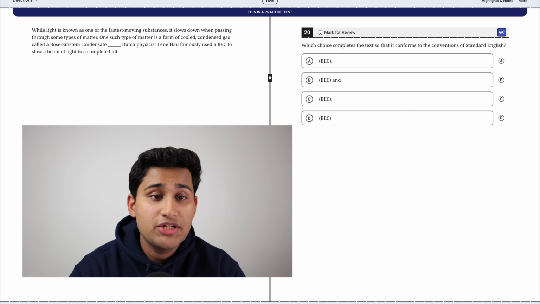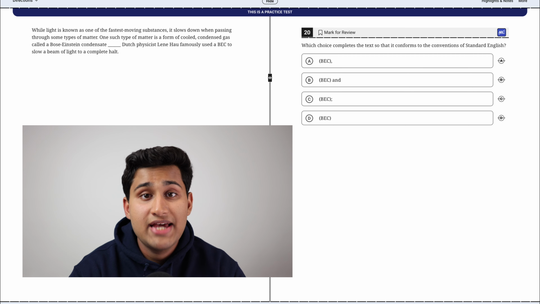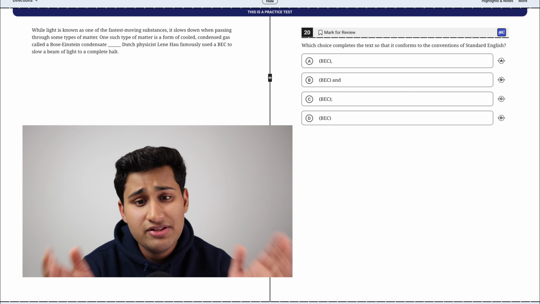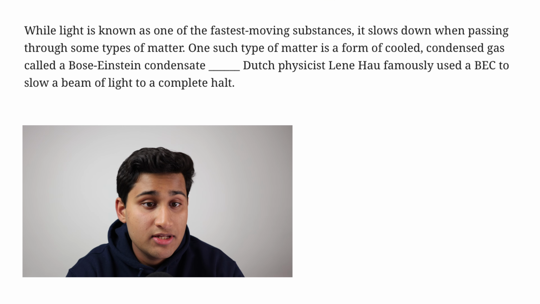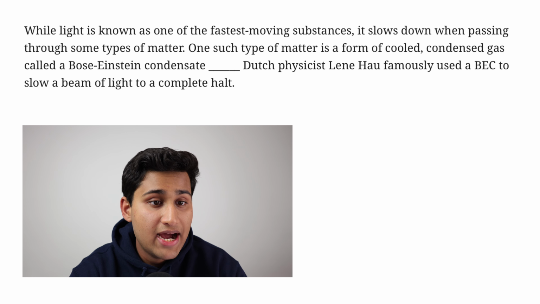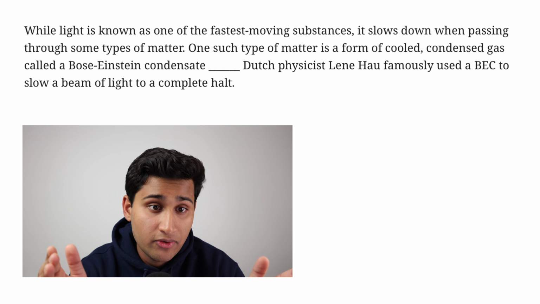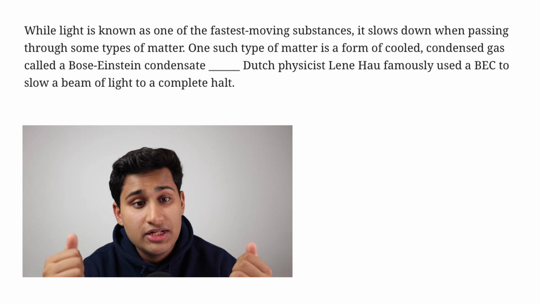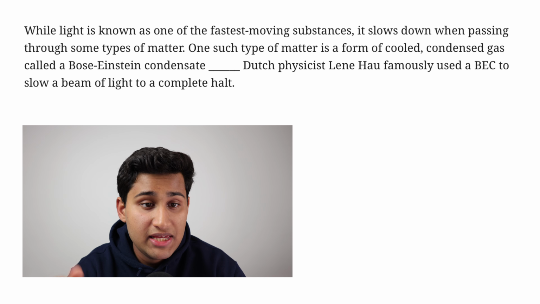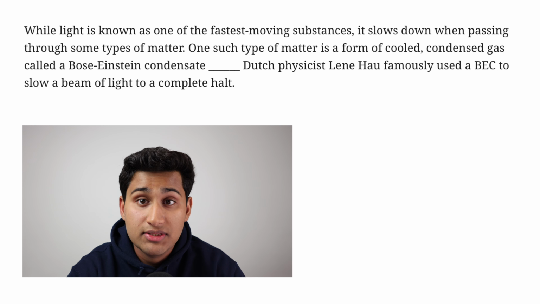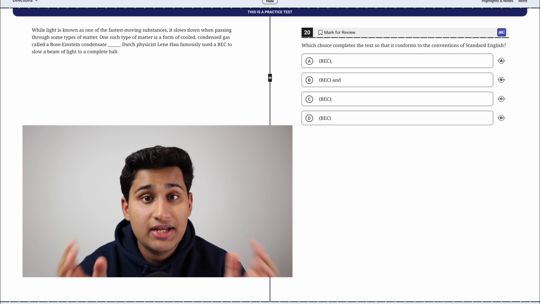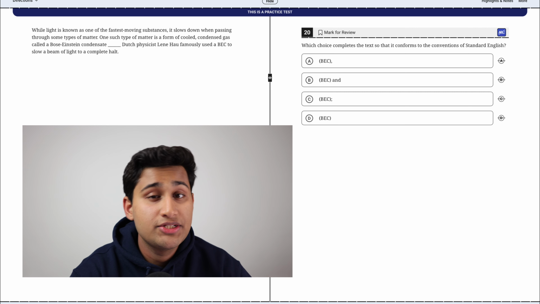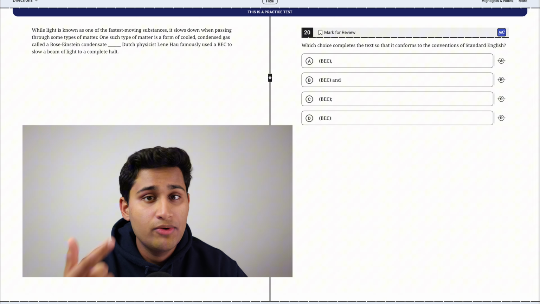So this question's talking about a Dutch physicist using a BEC, which is a Bose-Einstein condensate. They're asking which choice completes the text so it conforms to the standard English conventions. And here the answer is C. So you can see before the blank, there's a full complete sentence. "One such type of matter is a form of cooled condensed gas called a Bose-Einstein condensate." That sentence can stand on its own. Then there's the blank, and then there's a sentence. "Dutch physicist Lene Hau famously used a BEC to slow a beam of light to a complete halt." That is also a full sentence. And when you have two full sentences that share an idea, the best way to connect them is with a semicolon. These two full sentences are known as independent clauses, and independent clauses are always connected by a semicolon.